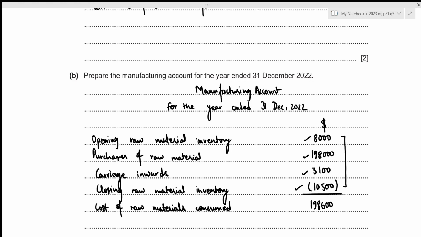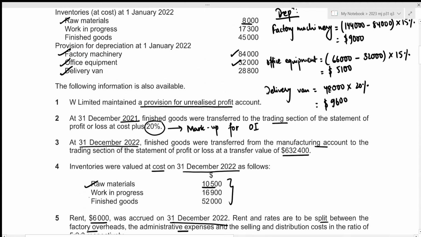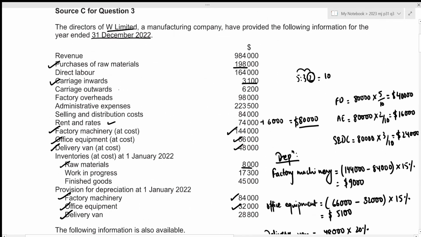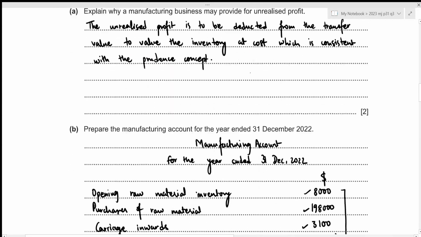We now need to figure out our prime cost. And remember that prime cost is just the sum of all of our direct costs. And the first direct cost is the cost associated with raw materials, and the next direct cost is going to be the cost of labor. Let's have a look above. So we're given direct labor right here. Let's look for any other direct cost. So that's all. So we just need to include this 164,000 to the cost of raw materials in order to figure out our prime cost.